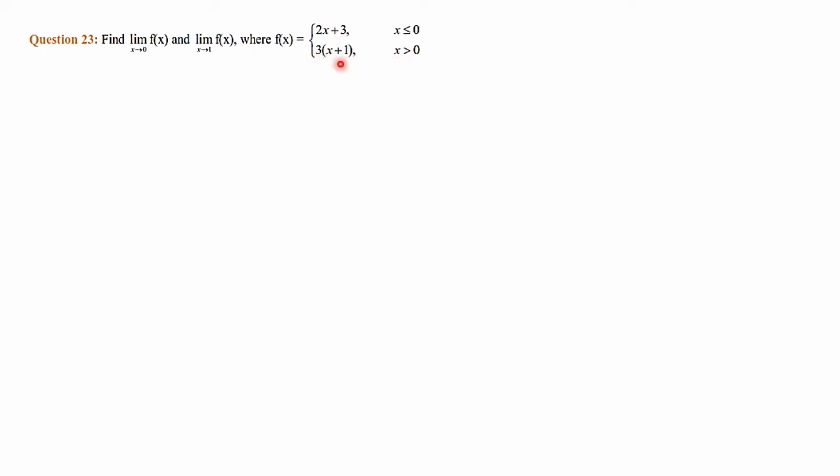From here onwards, we will go with a different approach, because here two functions are given to you and the set of values, the domain, is also different here. X less than or equal to 0 means x is smaller than or equal to 0, so we will use this function, that is 2x plus 3. And if x is more than 0, we will use this function, 3 into x plus 1. So from here onwards we will go with a different approach.